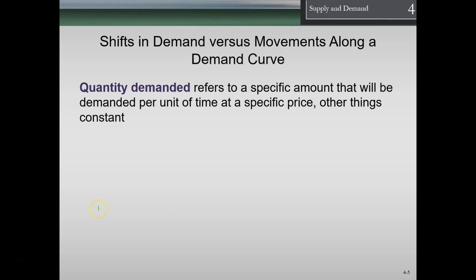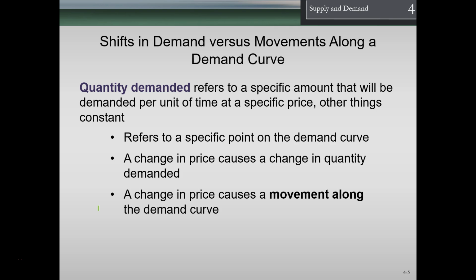So quantity demanded refers to a specific amount that will be demanded per unit of time at a specific price, all other things constant. So it refers to the specific point on the demand curve. So the quantity demanded, specific point on the demand curve. A change in the price causes a change in the quantity demanded. So as we've discussed, if the price changes, the quantity demanded changes, and that'll be a movement along the demand curve.